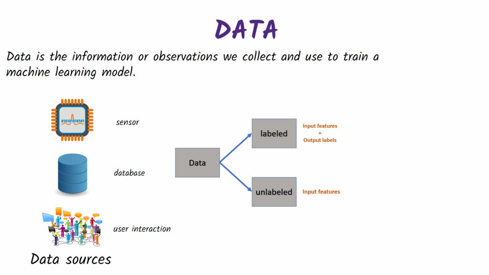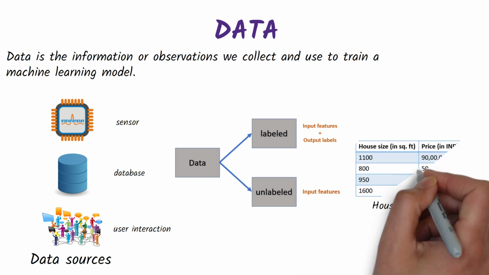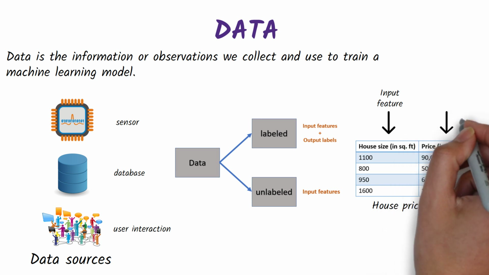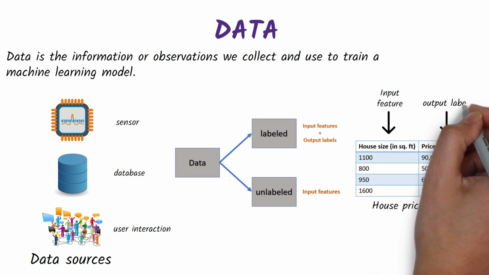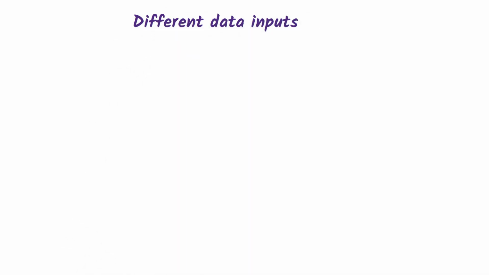For example, if we are building a house price prediction model, our data will consist of a dataset of houses with their sizes and prices. The data will have labeled input size and labeled output price. Now let's talk about different types of data inputs that a model can have.